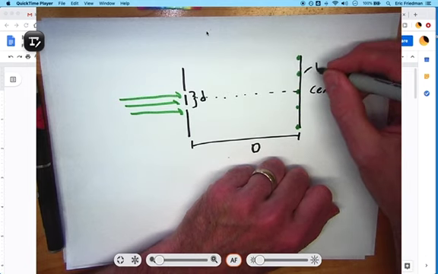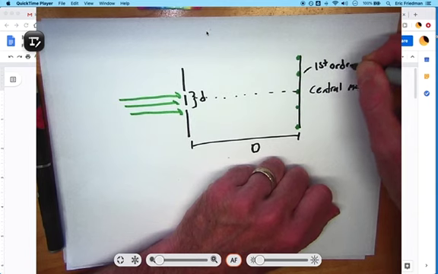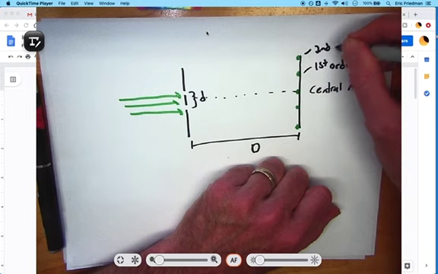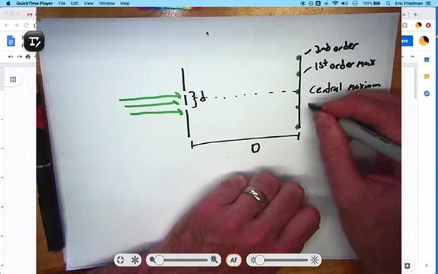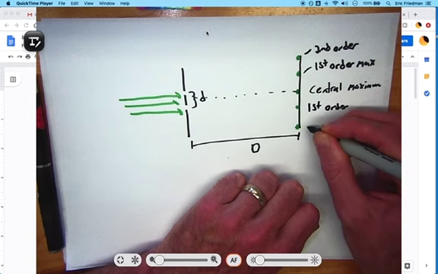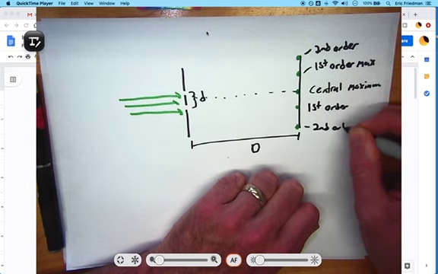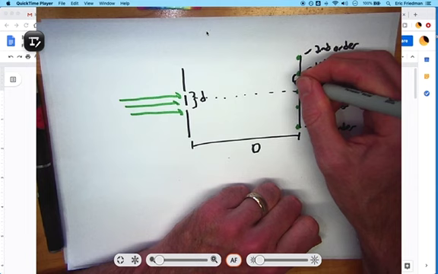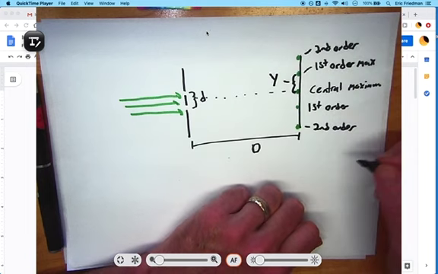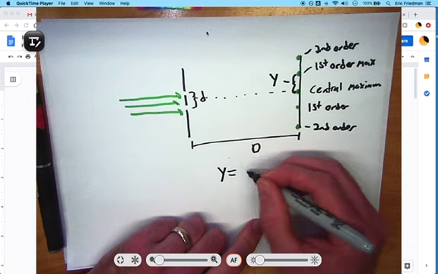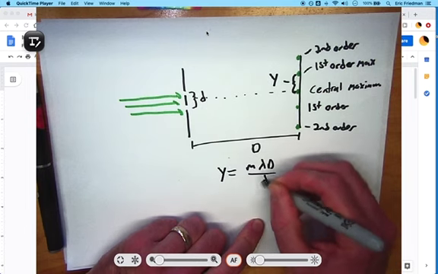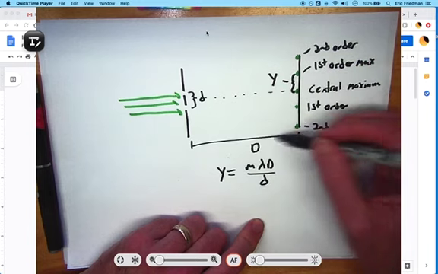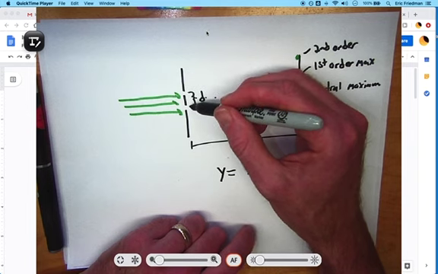This one on this side is called the first order maximum, and then this is the second order maximum. Also on this side, we have the first order and the second order. It doesn't really matter which side you go. Our y distance is the distance between any two maxima, so that's our y in the formula y equals m lambda big D over little d. Big D is the distance between the slits and the screen. Little d is the distance between the slits.